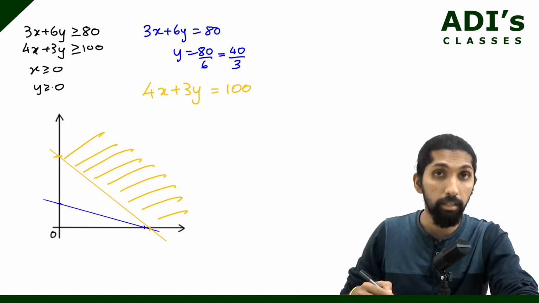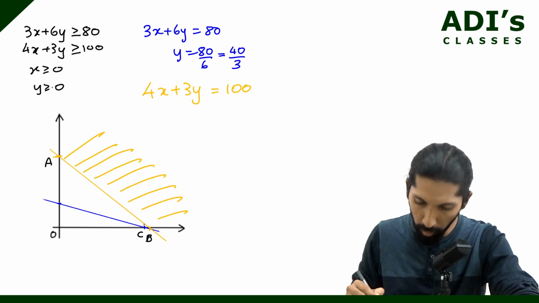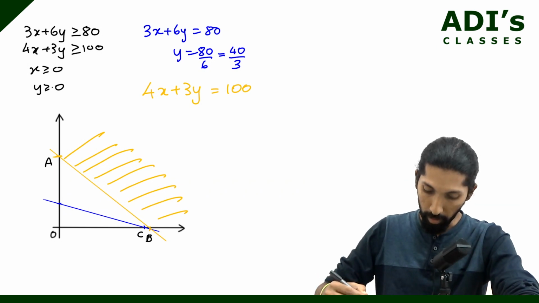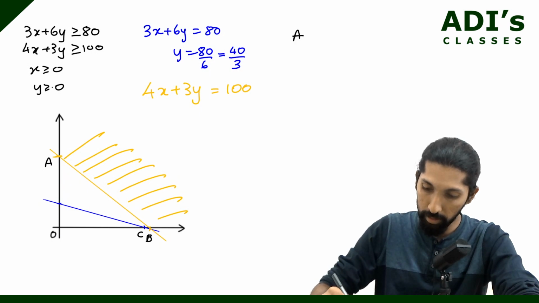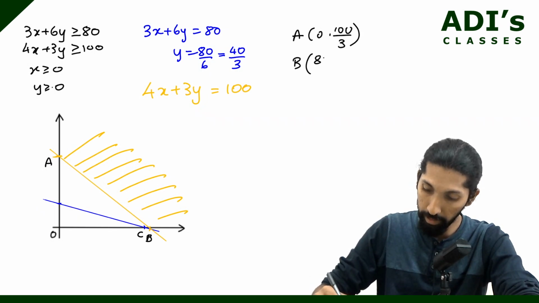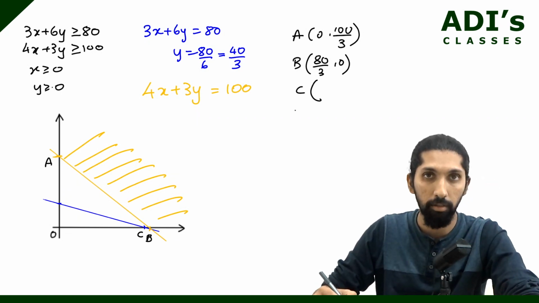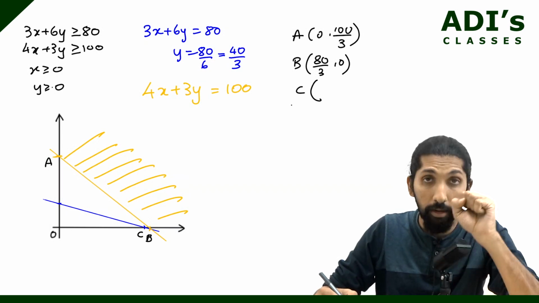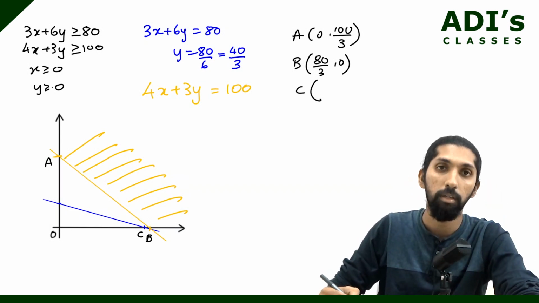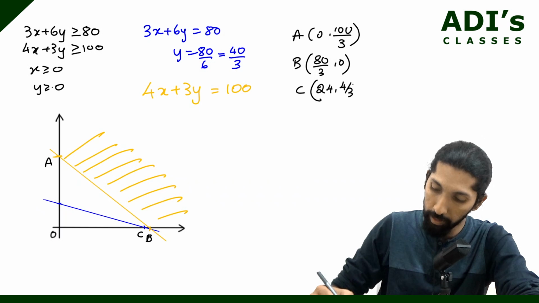what we do is we take the corner points. Okay, so we are gonna take this one A, we are gonna take B, we are gonna take C, small points. Alright, so now A is going to give us 0, 100 by 3. Next, B is gonna give us 80 by 3, 0. Right, we have a small point of intersection. Okay, it's not really clearly visible in the graph, but we have a point of intersection, small. All right, and that point is 24, 4 by 3.